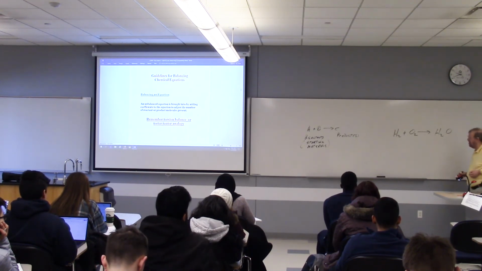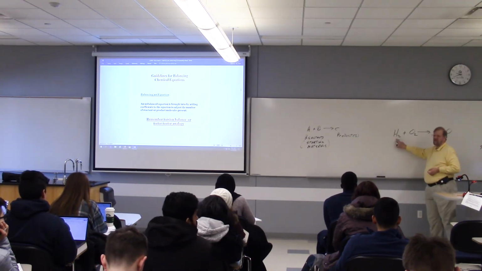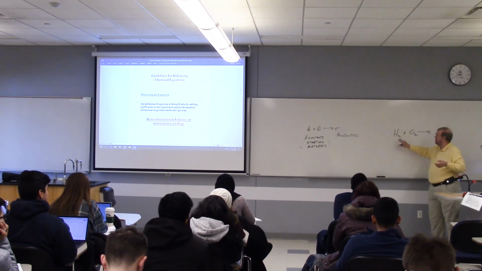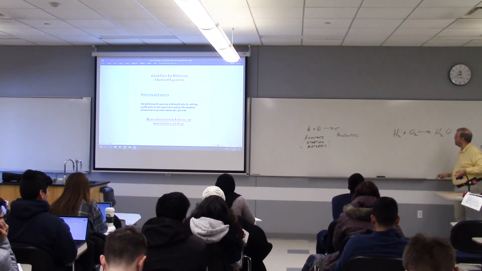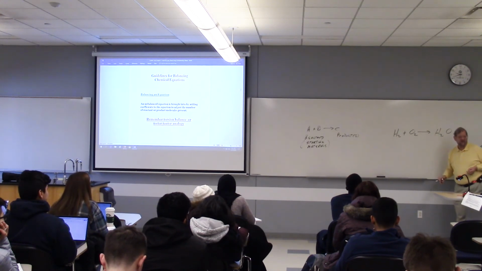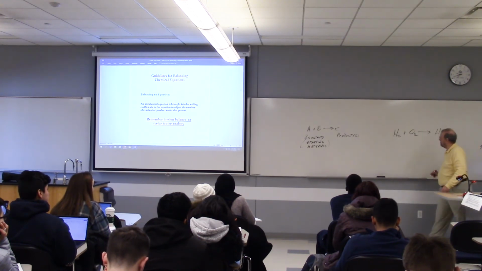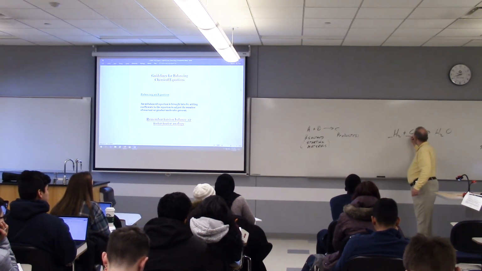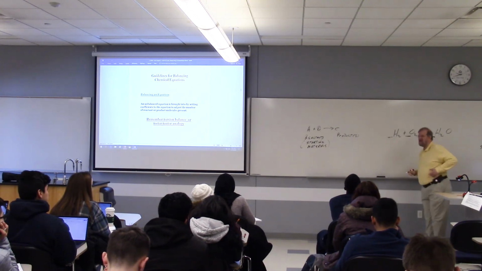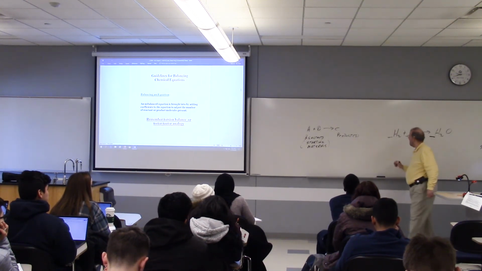How do you do that? Now, you cannot change the formula. This has to be hydrogen, H2. This is the formula for oxygen gas, O2, and this is the formula for water. What you can change is how many. And that's the number in front. And we have a name for that.